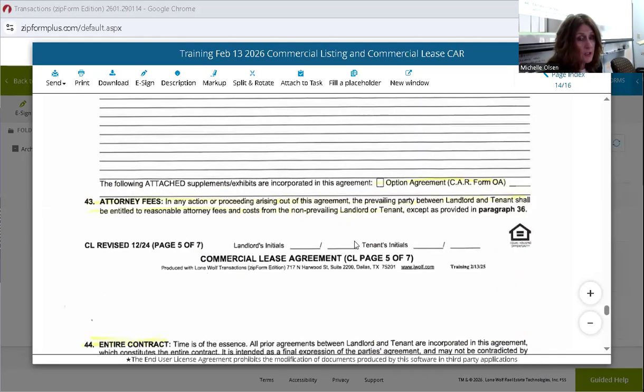So the main issue that we see with these forms is that people aren't checking off the check boxes, because there's a lot of check boxes. So I think it's best you take the agreement, print it, and highlight all the check boxes, so that when you're typing, you know to hit all those boxes and not miss one. Attorney fees: if there's any action or proceeding arising out of this agreement, the prevailing party shall be entitled to reasonable attorney fees, okay?